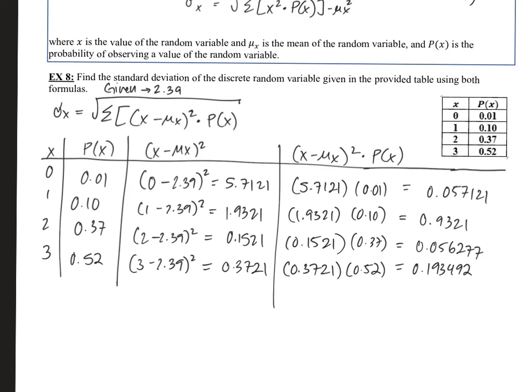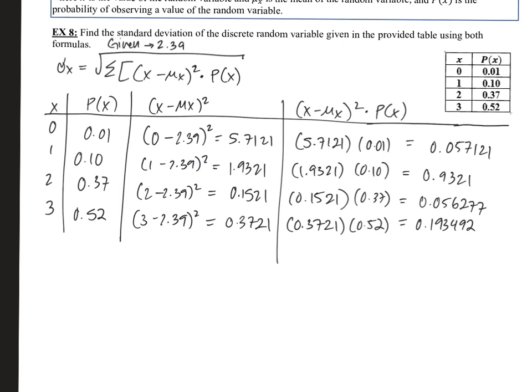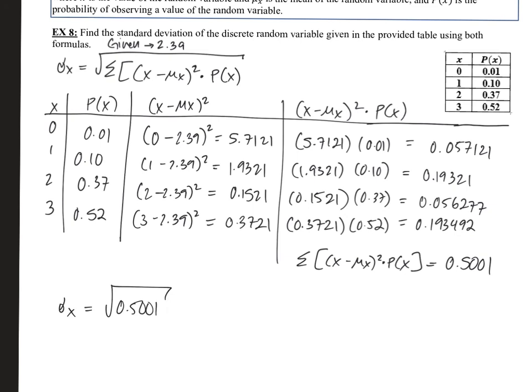So almost lastly, we want the sum of these: the sum of my x minus my mean value squared times the p of x. To find that, we'll add all of these up, and we get 0.5001. So lastly, for this formula, we take sigma of x, and we're going to square root this value. Let's go ahead and take the square root of 0.5001. My calculator gives me about 0.7. There we go. The standard deviation is about 0.7.